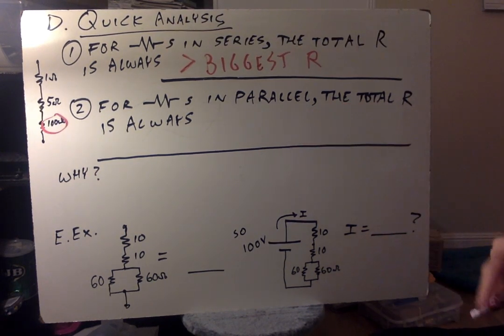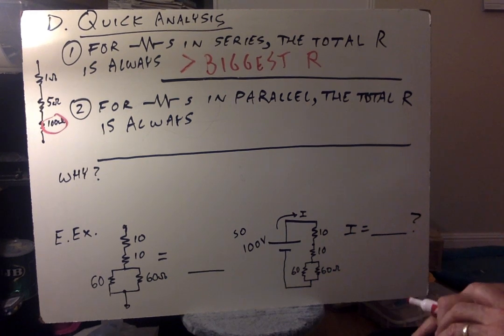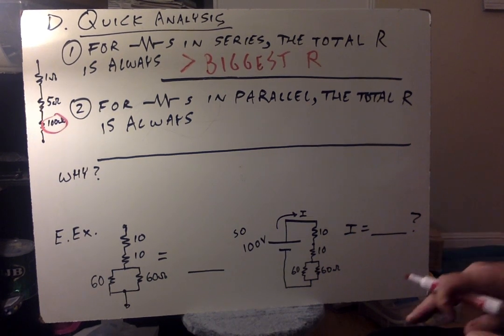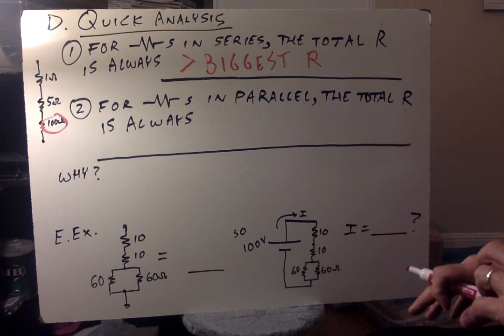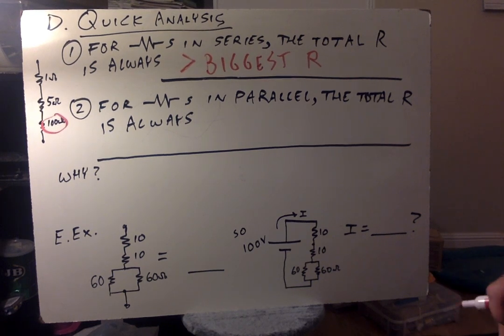People have trouble with the next one. What about for resistors in parallel? If you have resistors in parallel, the total resistance is always what? Smaller than the smallest resistance? In between the smallest and the biggest, the average of all three, or bigger than the biggest? You want to pause the video and think about it and see if you can get it right before I tell you.